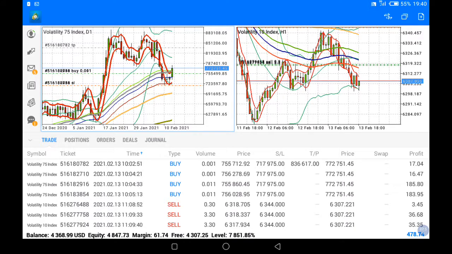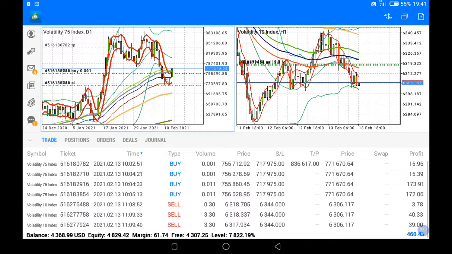So what does volatility index trading mean? Volatility index trading is a synthetic market, so we are trading against a computer algorithm. This algorithm follows the pattern of a true economic market, following human behaviors and respecting zones.